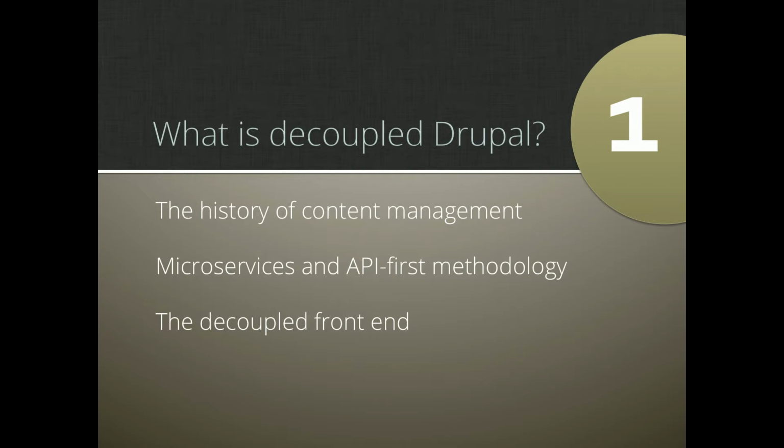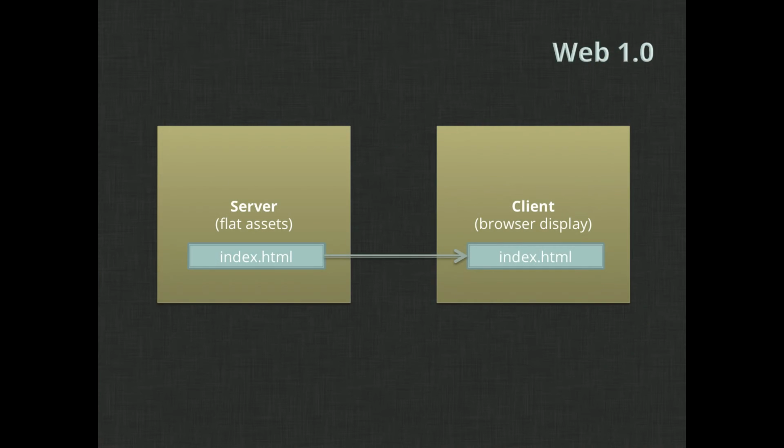Okay, so let me just start off with a bit of history background. Back in Web 1.0, let's call this the early to mid-90s, when the web was just getting started as something that people were actually thinking about, the New York Times had just started its website. Back in those days, you really didn't have what we consider now as a CMS. The server housed a bunch of flat assets, and basically the client would display those assets. You would just use an FTP client to upload those files, and those flat assets would be what would be displayed in the browser.